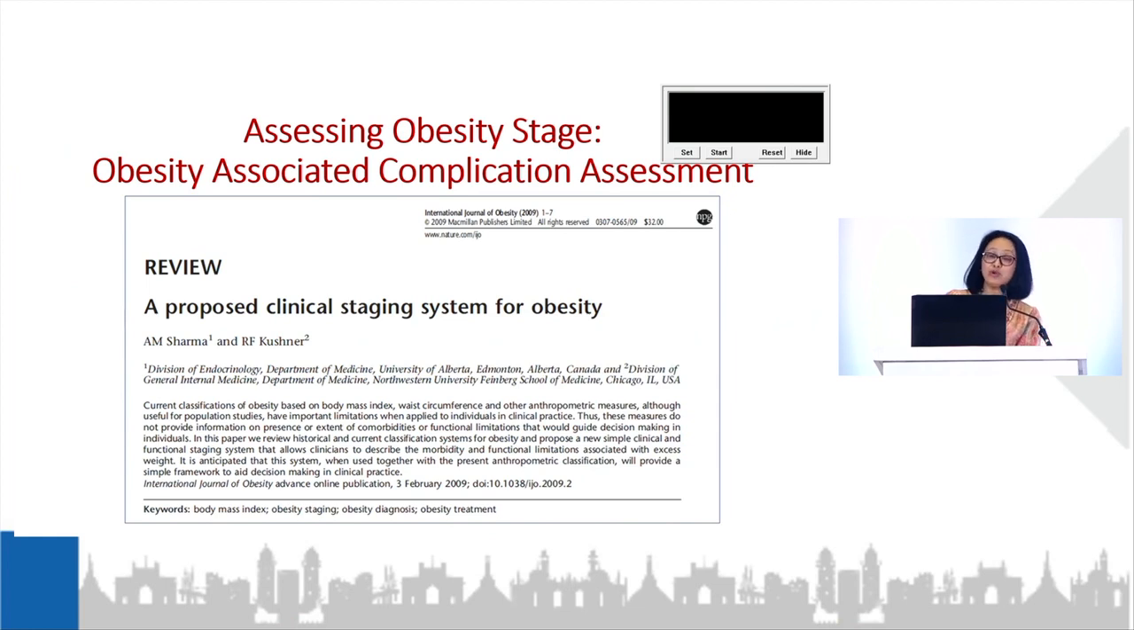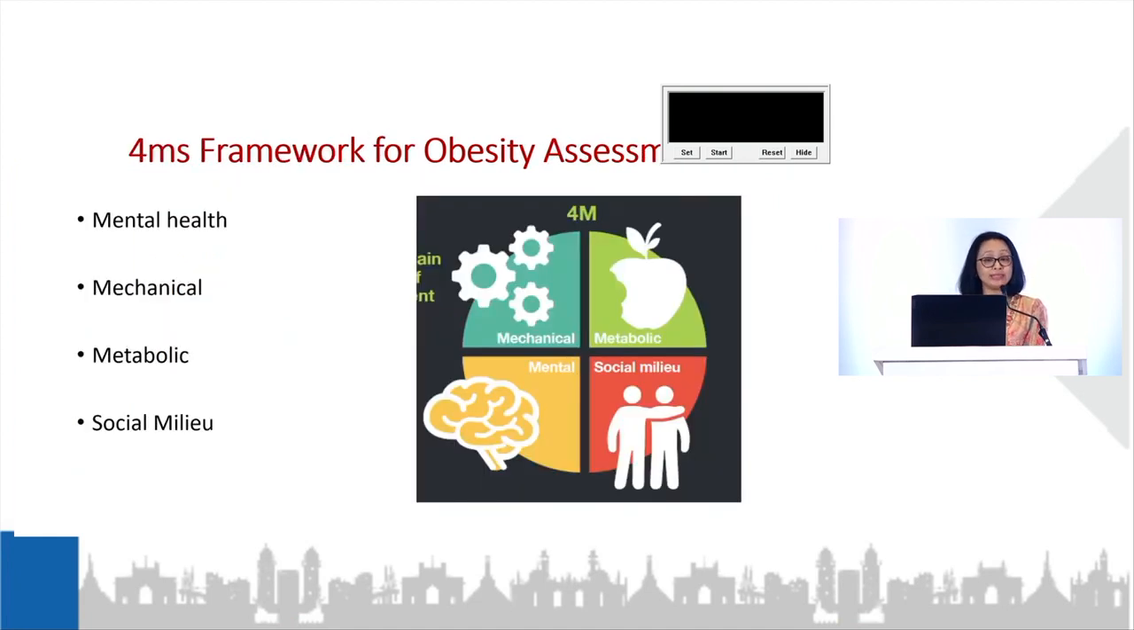Arya Sharma, who is the next speaker, in the International Journal of Obesity way back in 2009, said that it was not sufficient to just look at the BMI. We need to look beyond the BMI to look at the complications of obesity, so that obesity staging can take place as we do with so many chronic diseases. And the 4 M's framework of the obesity assessment are the mental health, the mechanical, the metabolic, and the social milieu.